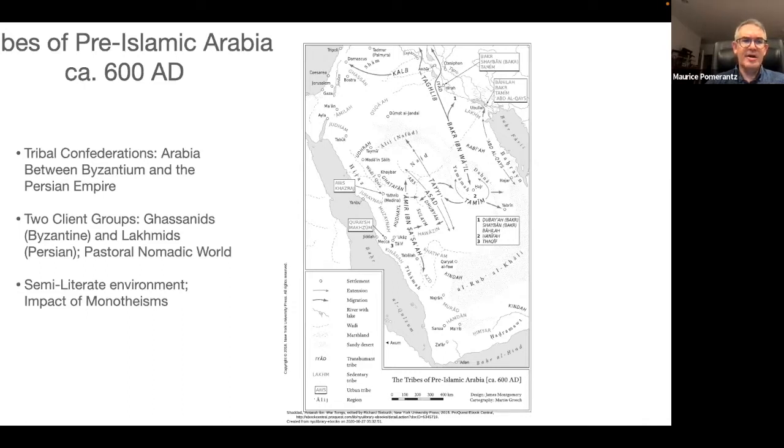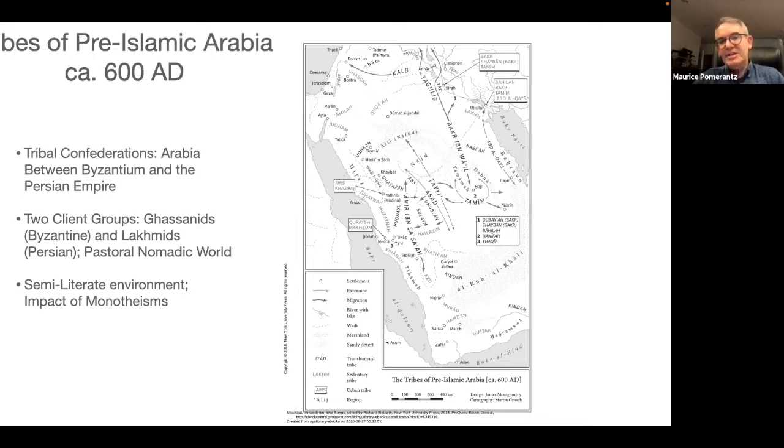The world of the poetry that I'm going to tell you about today is the Arabian Peninsula. You might think of the Arabian Peninsula as a place that is very much in world politics today. Back in the seventh century, when this poetry was first composed, it was also central to politics, because it stood right between the Byzantine Empire and the Persian Empire. And in fact, many of the tribal groups were clients of one or the other.